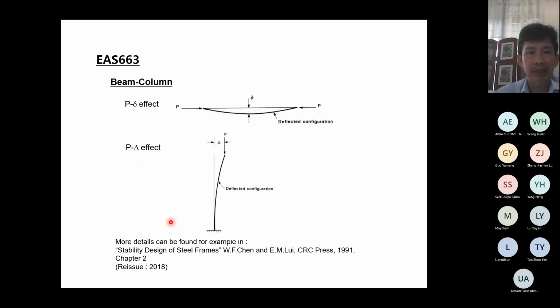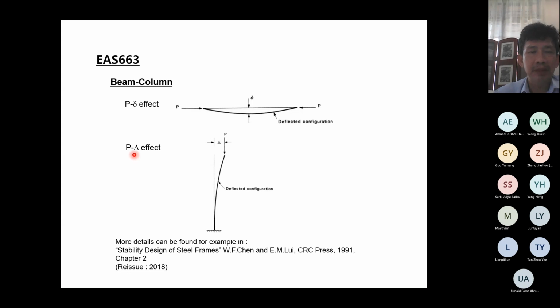Now, the P delta effect, P small delta and P big delta, is shown in this diagram here. And this is taken from this book. Now, P small delta effect is at element level. Okay, so you have an element subjected to load causing bending, then you have this deflection delta, and because of the deflection delta, if there is a load P acting here, then you create what we call the P delta effect. This is at the member level.